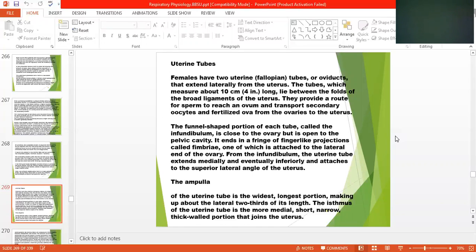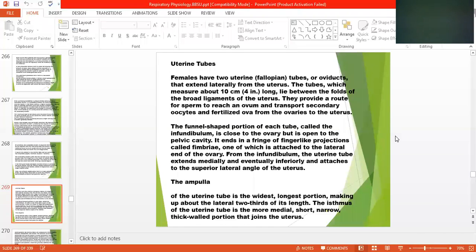The funnel shaped portion of each tube, called the infundibulum, is close to the ovary but is open to the pelvic cavity. It ends in a fringe of finger-like projections called the fimbriae, one of which is attached to the lateral end of the ovary. From the infundibulum, the uterine tubes extend medially and eventually inferiorly and attach to the superior lateral angle of the uterus.